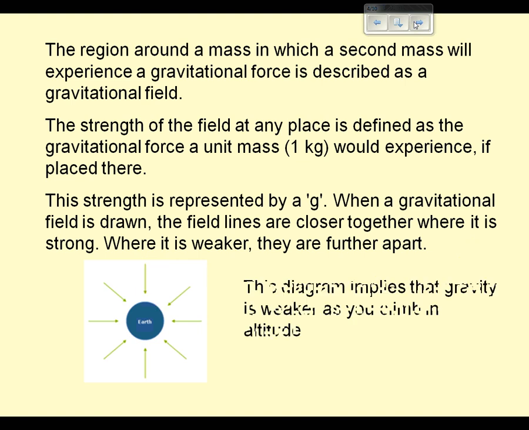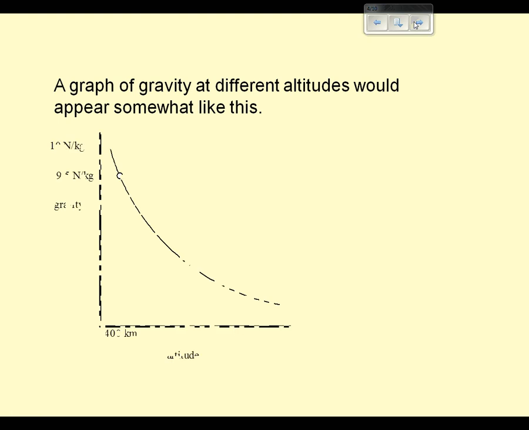Now, we got to here, I remember. This diagram implies that gravity is weaker as you climb in altitude. We know that. If I were to graph gravity at different altitudes, it would look like this. It would be that inverse graph that we saw in Unit 1, right? And this particular point right here is about 400 kilometers up, which is about where space shuttles orbit.